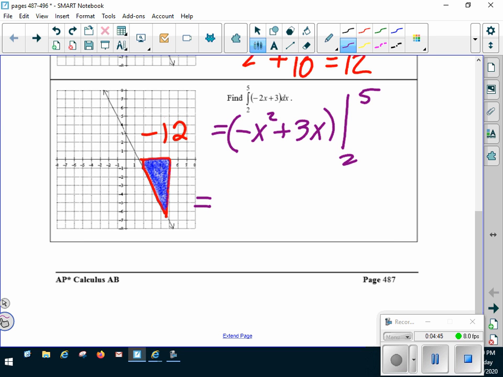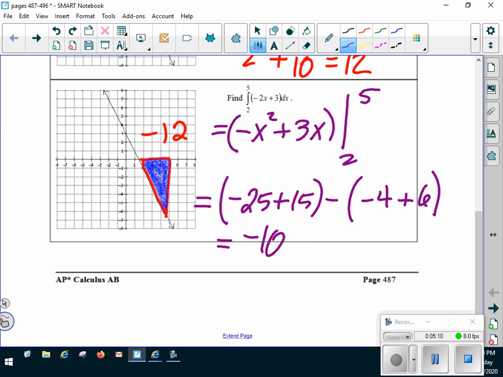So I'm going to evaluate that antiderivative at 5. 5 squared is 25, opposite of that's negative 25, plus 5 times 3 is 15, minus I'm going to evaluate that antiderivative at 2. 2 squared is 4. Opposite of 4 is negative 4. Plus 3 times 2 is 6. So that gives us negative 10 minus 2 is negative 12.